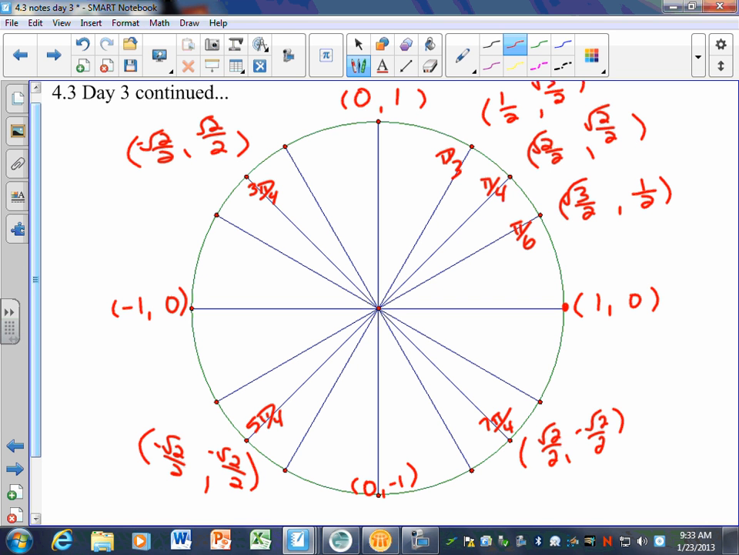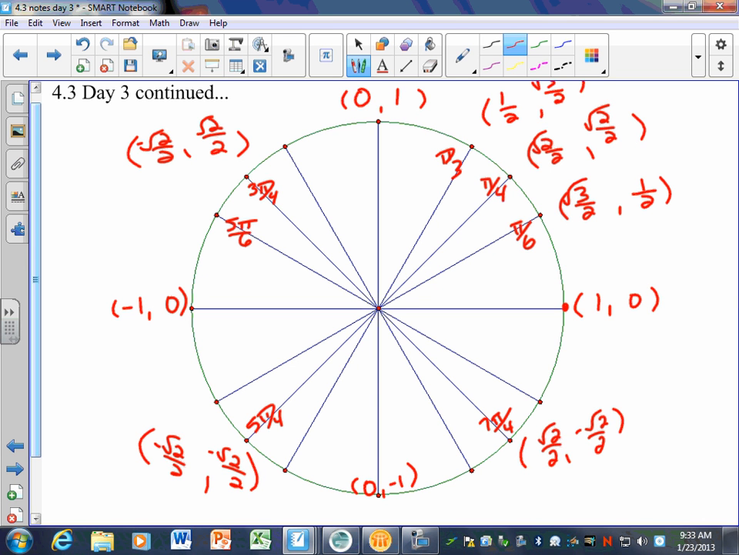Pi over 6: every angle that has the same reference angle, or is right next to the x-axis, is going to be a pi over 6, and then it's going to have the same ordered pair, but just changing the sign. So pi over 6, and this one, which is 5 pi over 6, it's going to be the same one. You just flip it around. That's where those reference angles are important, to know that those are the same distance away from the x-axis.